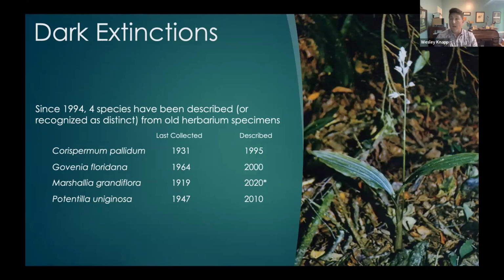that cover the continental US pretty well. Corispermum pallidum is a Pacific Northwest plant. Bonamia floridana is a Floridian orchid that probably went extinct due to overcollection. Potentilla uliginosa is in California, and then Marshallia grandiflora is actually something I worked on that was not recognized as a distinct and now extinct entity until some work we published with Alan Weakley and Derick Poindexter in Phytotaxa in 2000.